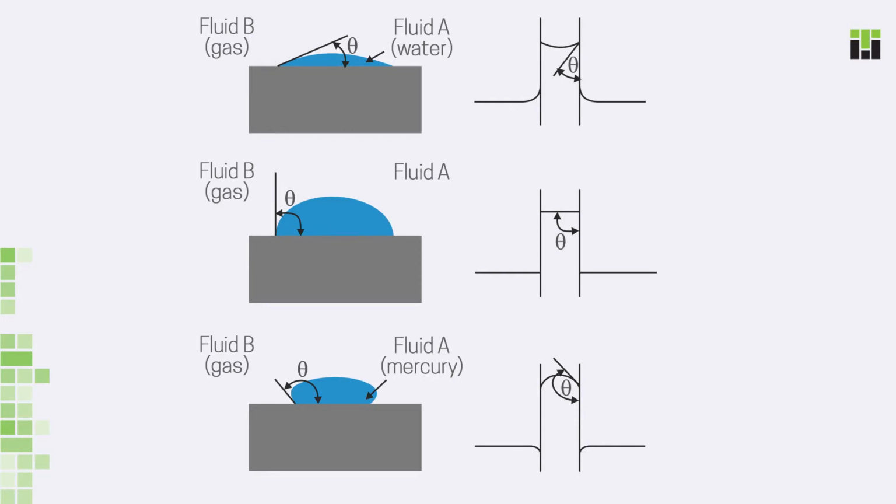The value of wettability is expressed through the contact angle theta, which is always measured within the liquid phase. If the contact angle tends to 0, then fluid A is the wetting phase. If the contact angle varies from 60 to 90 degrees, we have mixed wettability. If the contact angle tends to 180 degrees, then fluid B is the wetting phase.